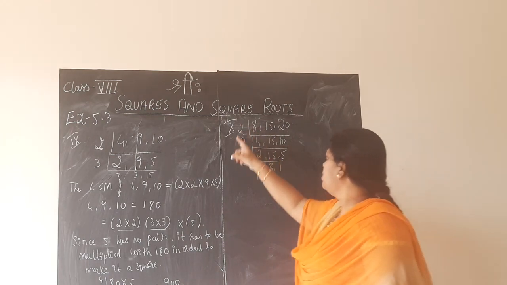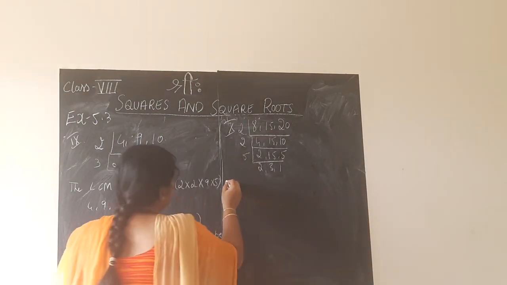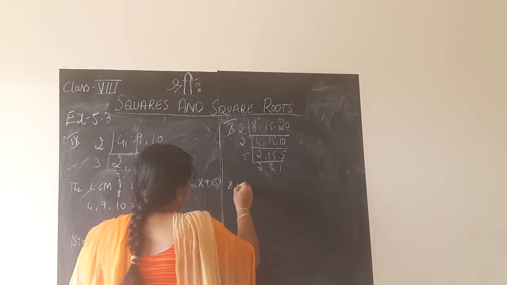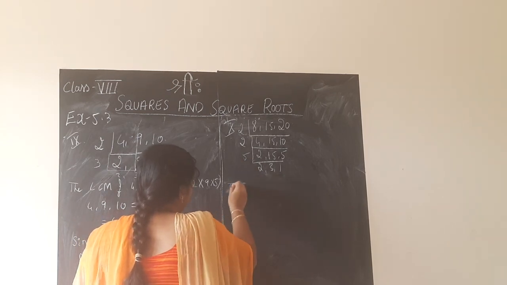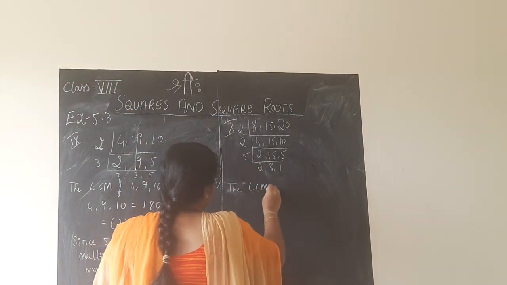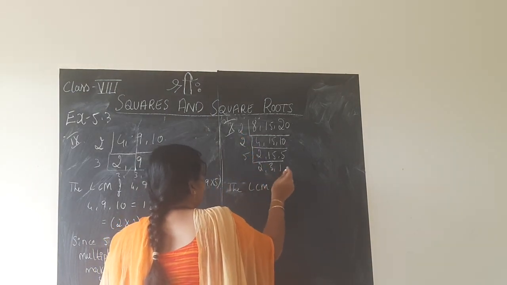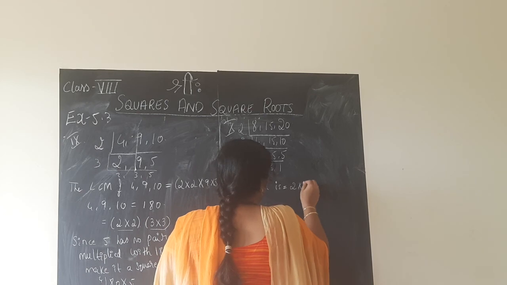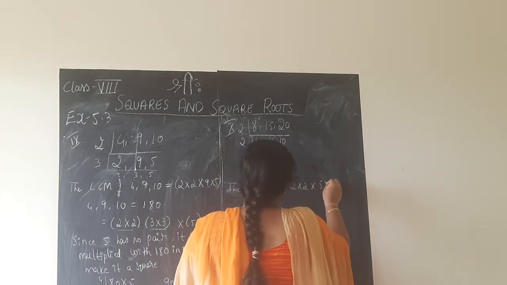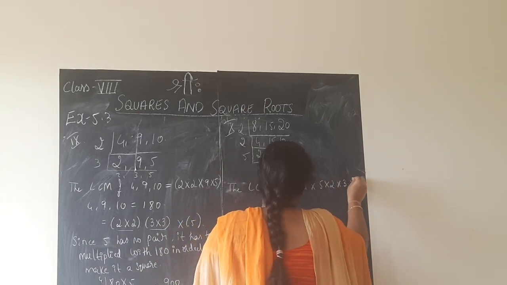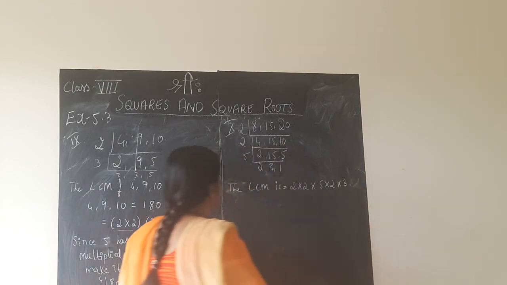Done. Now we got the factors, so let us write them. The LCM is equal to 2 into 2 into 5 into 2 into 3 into 1. Just write like this.